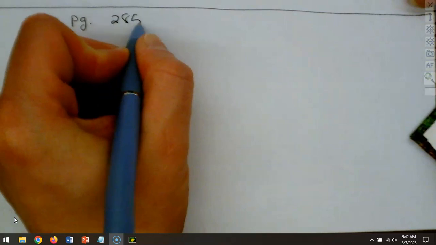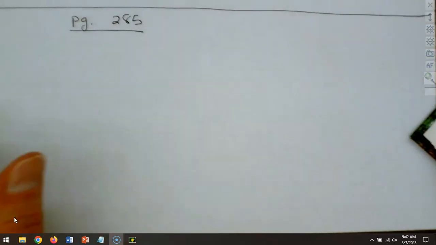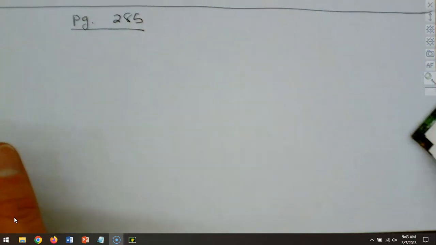All the rules are on page 285 in your textbook. And we're going to do each rule individually. And then I'm going to give you examples of each rule. So the first one is the product rule.